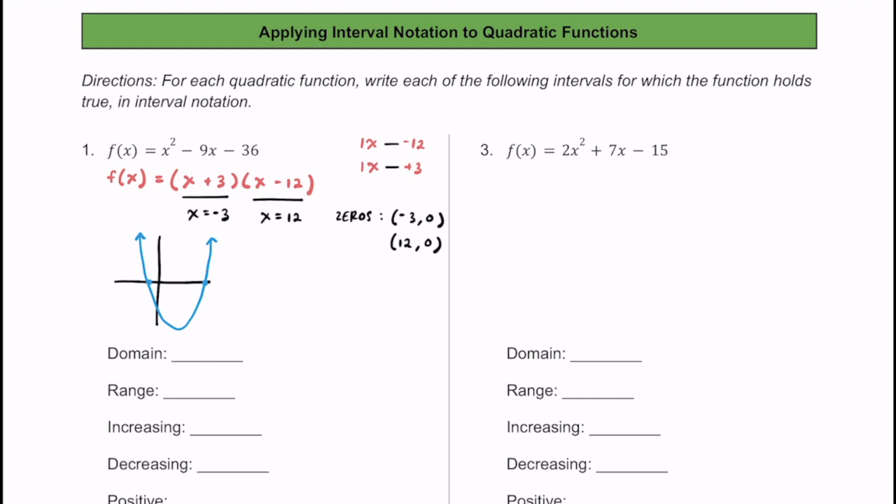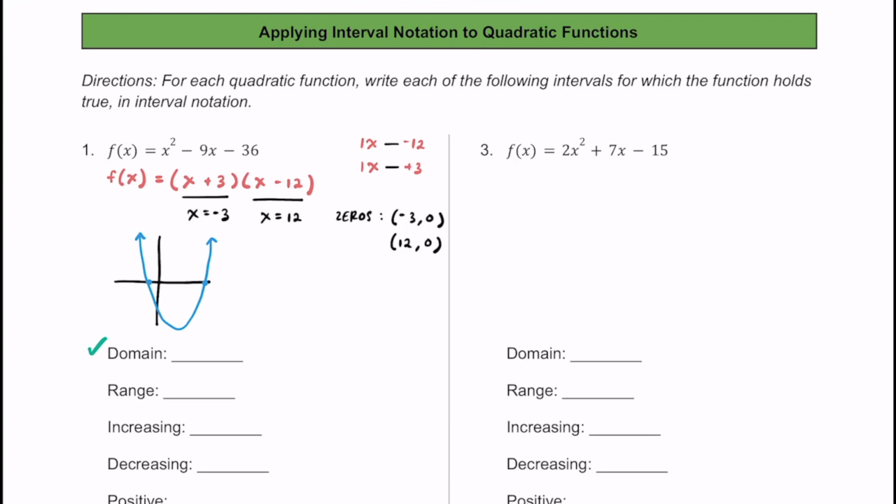Okay, so now that we know what it looks like, let's see if we can write our interval notation. All right, so starting off with the domain. Domain is basically what is the function doing as you go to the left and as you go to the right. If we take a look here, this function is going up to the left and it's going to keep going to the left forever. And as we go to the right, it's going to keep going to the right forever as well. So nothing's going to stop this function from going.